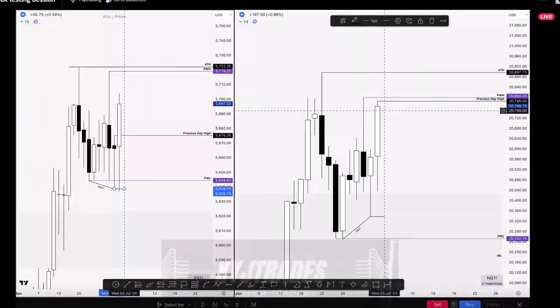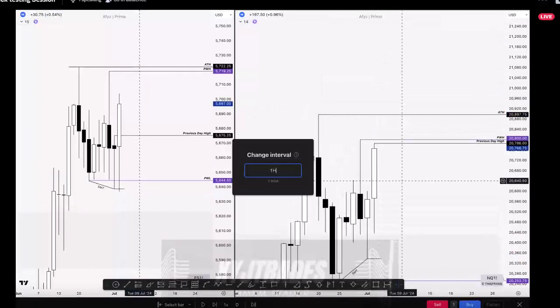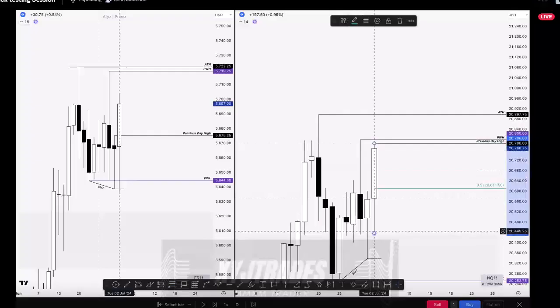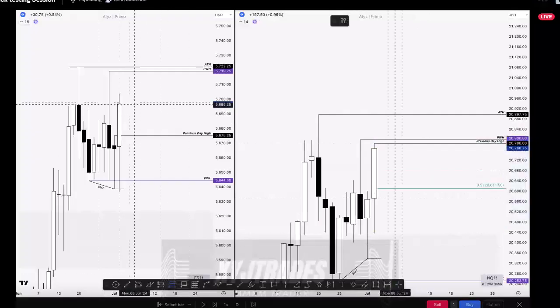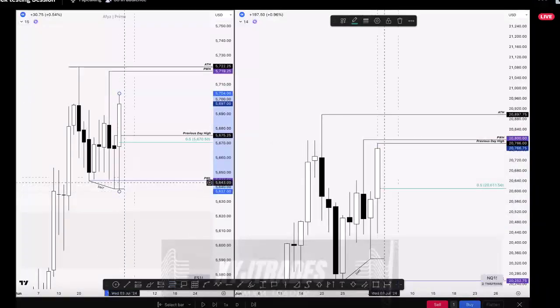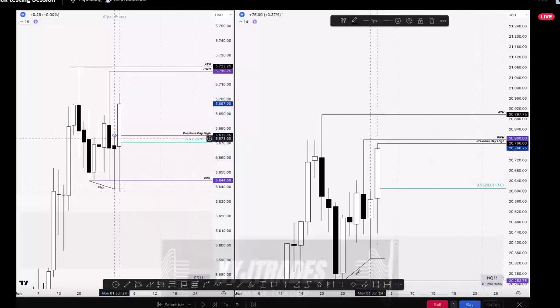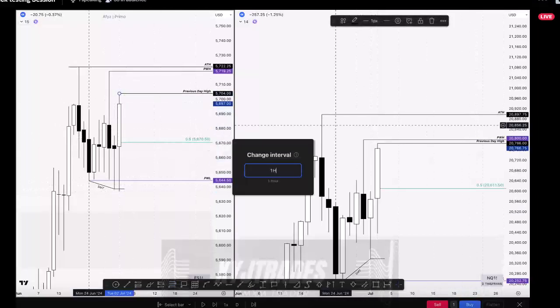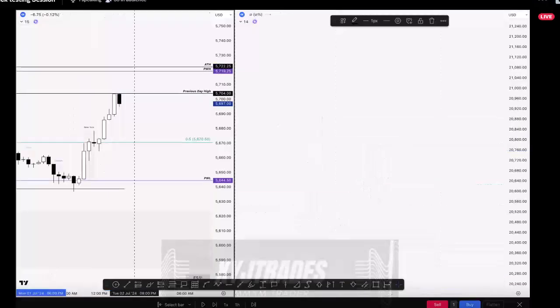Okay. So I'm expecting Wednesday to trade higher into the range. Where could it retrace to? 50%. There we go. All my key levels are done. We'll wait for the session open.